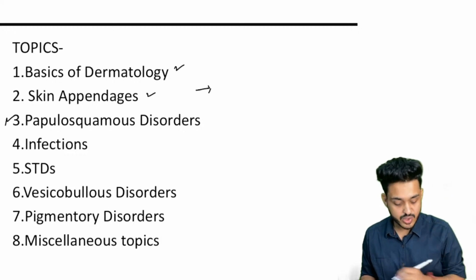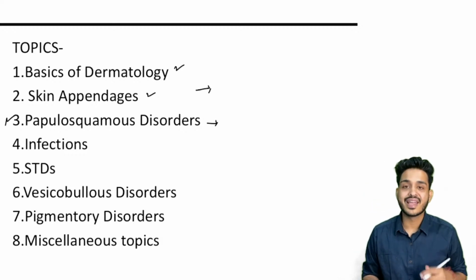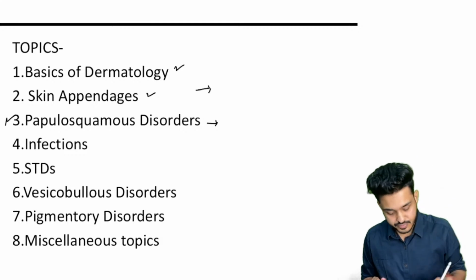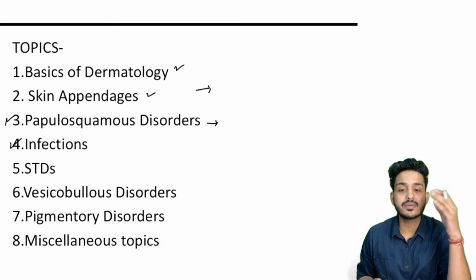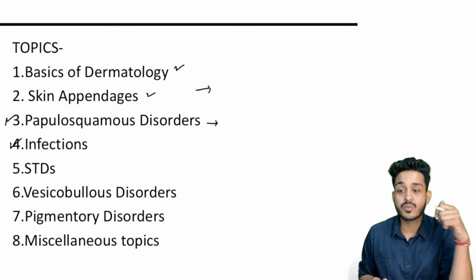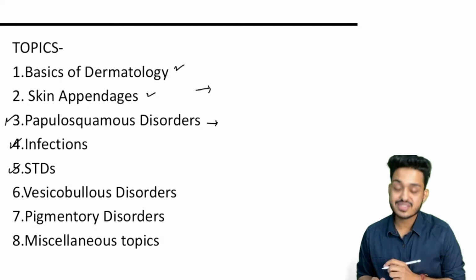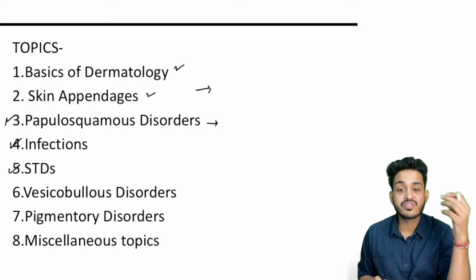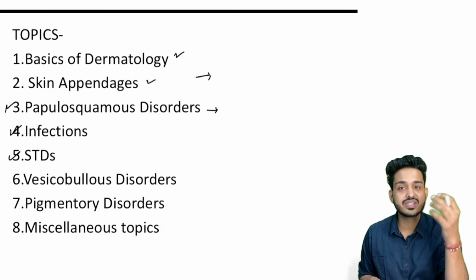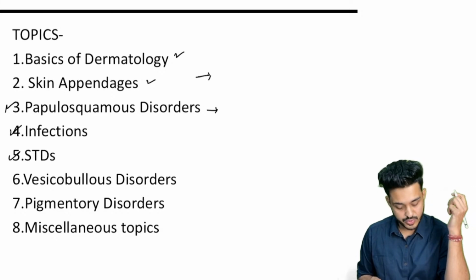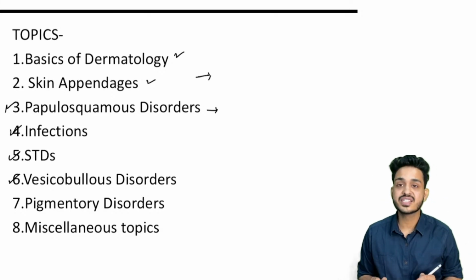Then we are going to study the papulosquamous disorders. That would incorporate your lichen planus, your psoriasis. Then we are going to move on to infections. In infections, we are going to see all the bacterial, viral, fungal, and parasitic infections that are important for your examinations, right? After that, we are going to look at the STDs. What are the different kinds of STDs, and all the STD kits, because the question is coming from the integrated part also, so we will be covering it in an integrated manner, right?